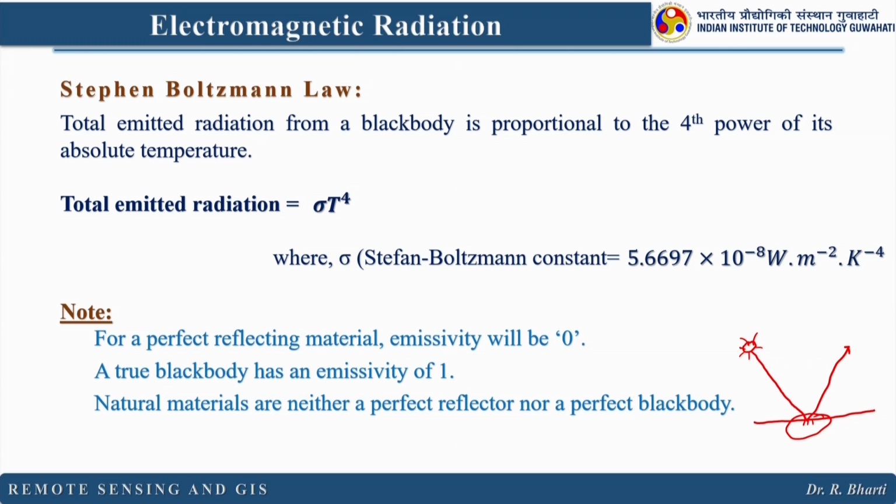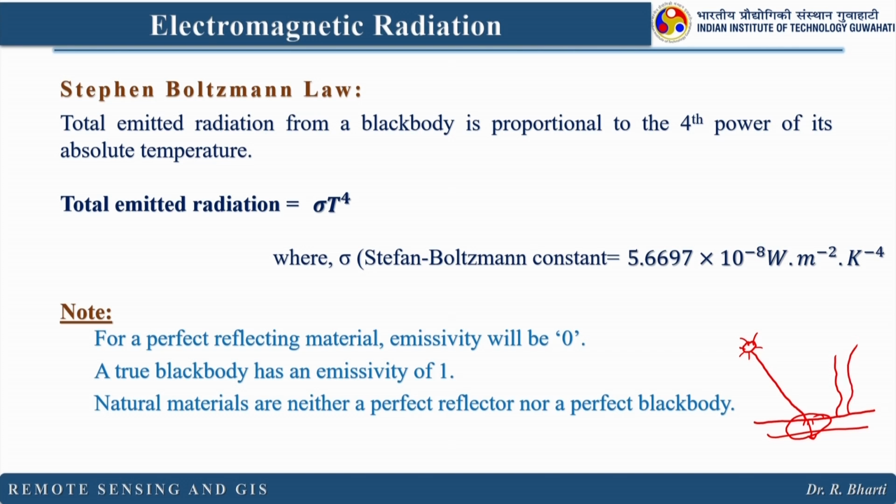A true black body has an emissivity of 1. This is another case where we consider our surface to be a perfect black body. So in that case, whatever energy is coming here will get absorbed and there will be no reflection. After a certain time, to maintain the equilibrium with the surroundings, these energies will be emitted, right?